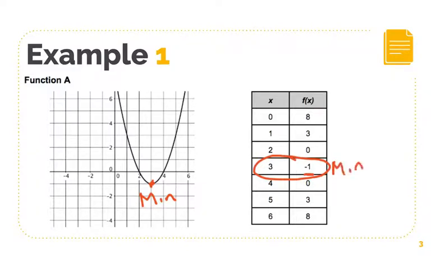So even without looking at your graph, you should be able to look at that table and know that this is a minimum vertex. And again, if it's a minimum, the parabola always opens up. It looks like a U shape.